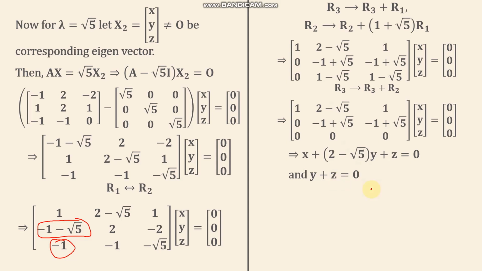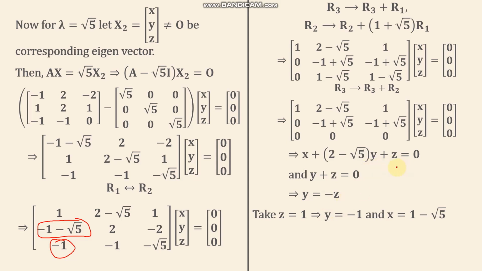Now from the second equation, y is equal to minus z. So let's take the value of z equal to 1. If z is 1, y is equal to minus 1. Okay, so I'm taking z to be 1, then y from here will be minus 1.